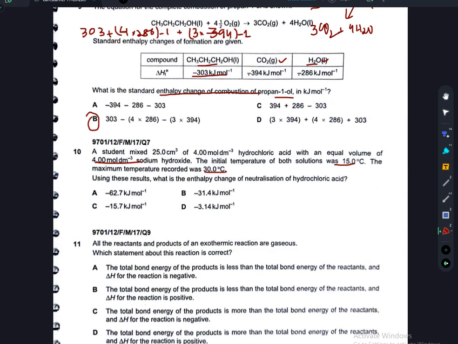Again, this is a tricky question. Only a very small trick is involved. Very small concept. Be cautious of the number of moles here.